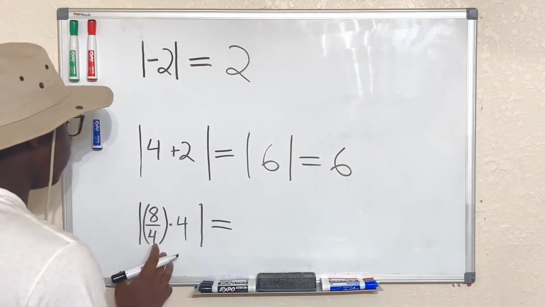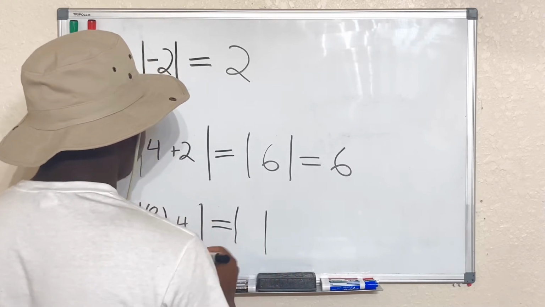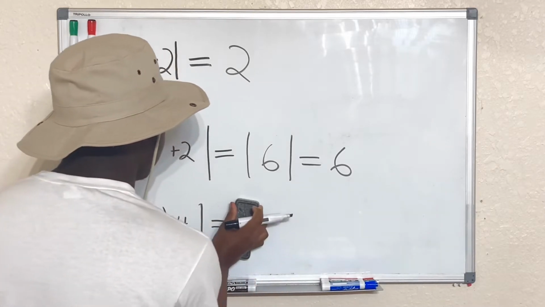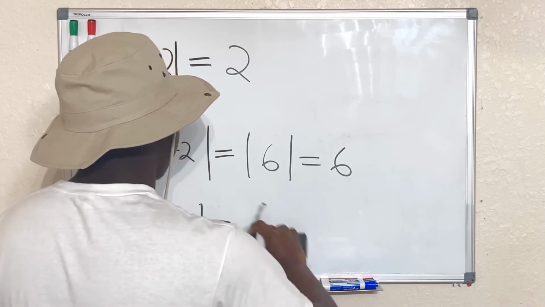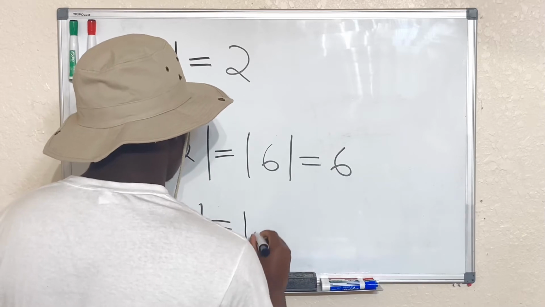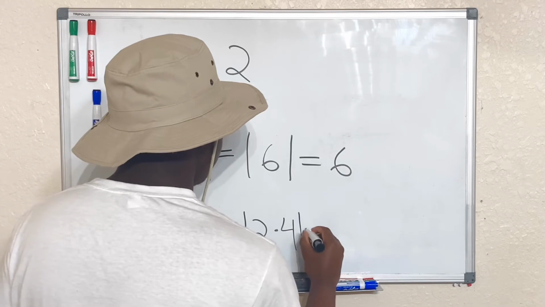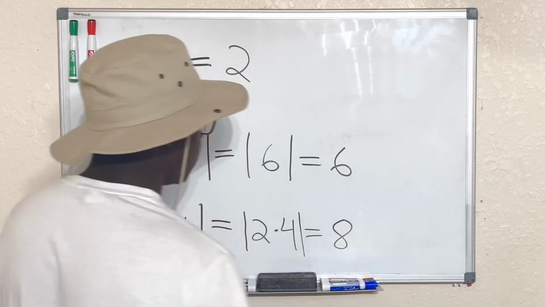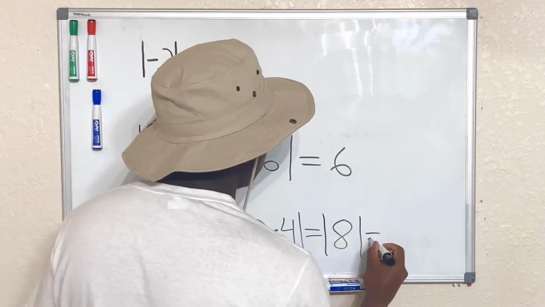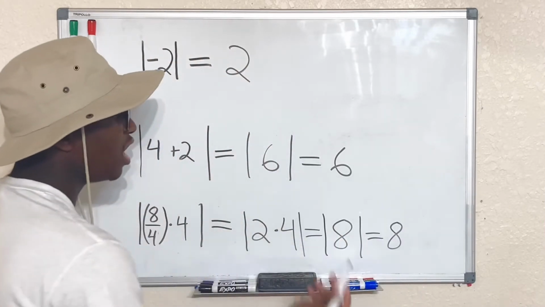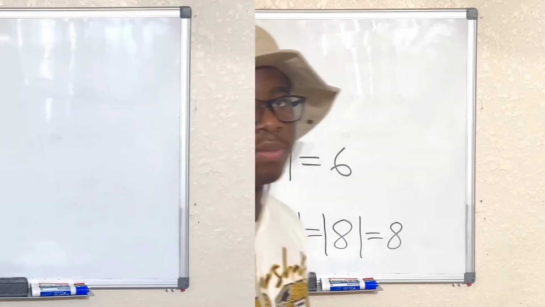Now we have 8 divided by 4 times 4. So let's solve that out algebraically. So 8 divided by 4, let's make some more space. So 8 divided by 4 is going to be 2 times 4 is going to be equal to 8. So from there, we know that the absolute value of 8 is equal to 8. Now, if this were a -8, all we know is that we're going from -8 to 0. So it'll still equal 8.